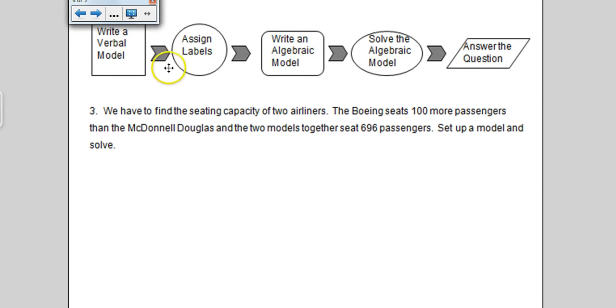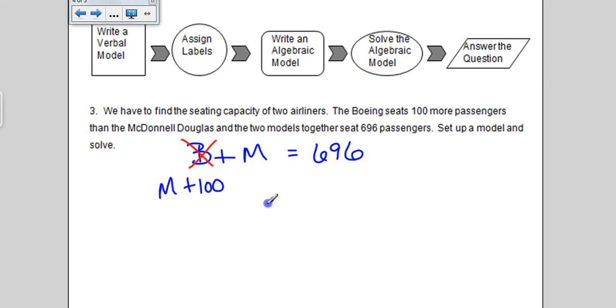So, it's looking like we've got our Boeing and we've got our McDonnell Douglas. And if I were to add their capacities together, it's going to total 696. Well, I've got a bit of a problem here because they don't really tell me how much either one of the planes seats. But what they do tell me is that the Boeing seats 100 more passengers than the McDonnell. So instead of calling this B for Boeing, how about I call it McDonnell plus 100? And then if I still add that to another McDonnell, it's got to be 696.